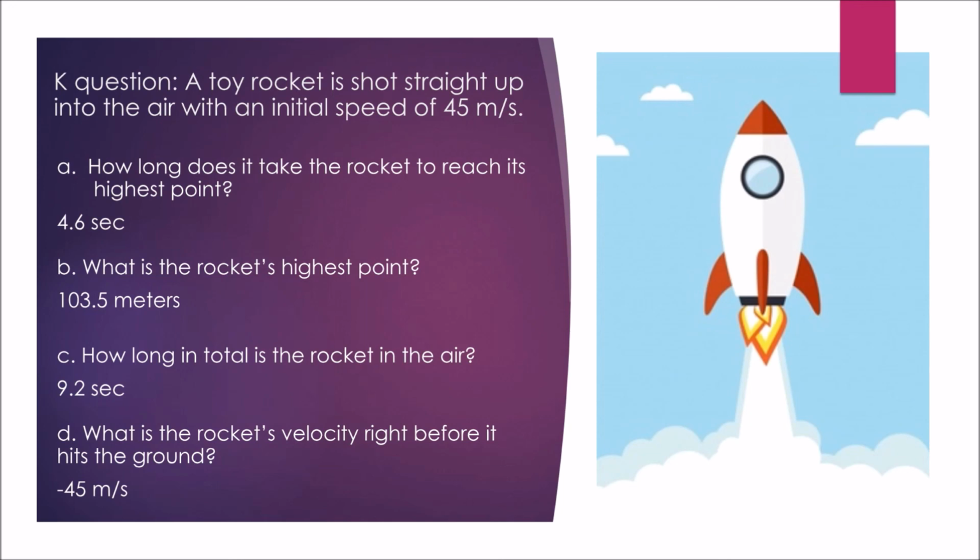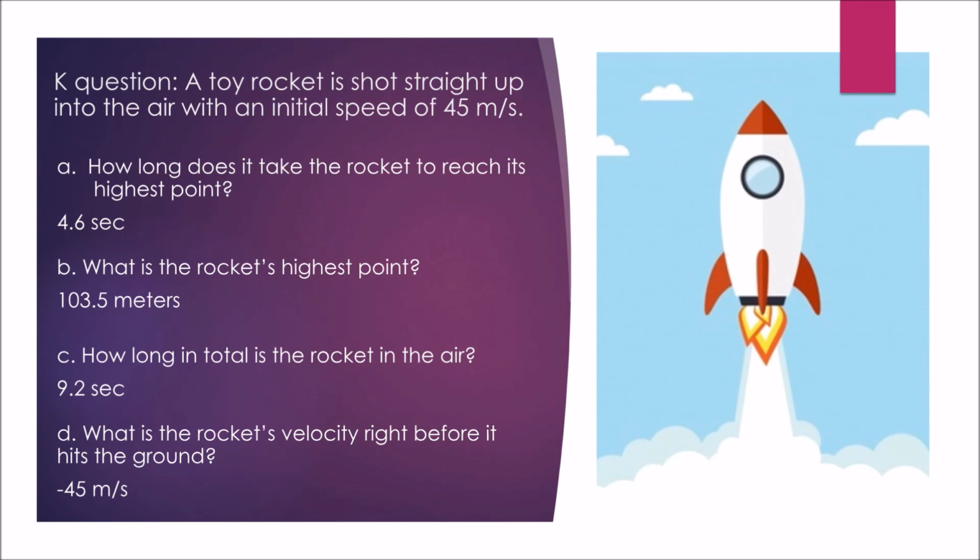A toy rocket is shot straight up into the air with an initial speed of 45 meters per second. How long does it take to reach its highest point? We just use delta V equals a delta T. We know our final velocity at the very top is going to be 0. So how long does it take for the acceleration due to gravity to eat 45 meters per second?